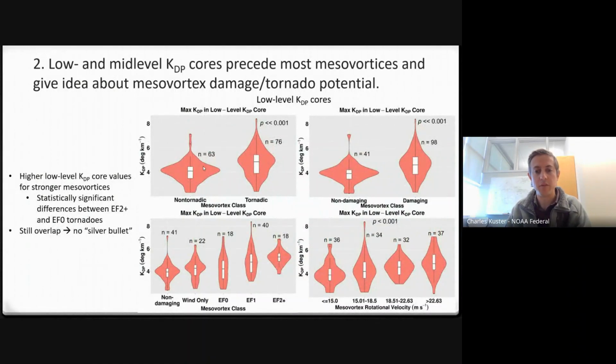We saw very similar results with the low-level KDP cores. So now we're looking at 0.5 degree elevation angle. The differences here were actually bigger than for mid-level KDP cores. So still seeing nice separation between the distribution of tornadic and non-tornadic mesovortices, damaging and non-damaging mesovortices. The increasing trend from non-damaging to EF2 plus is even more clear with these low-level KDP cores. So we're thinking that this is a promising dual pole signature that could be potentially something to add to the mesovortex warning system as a confidence builder or nudger.